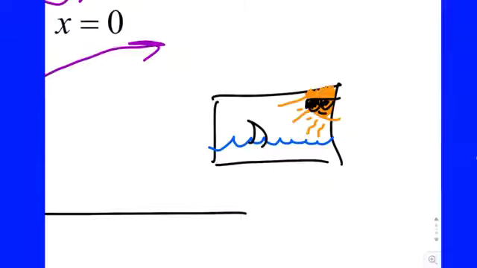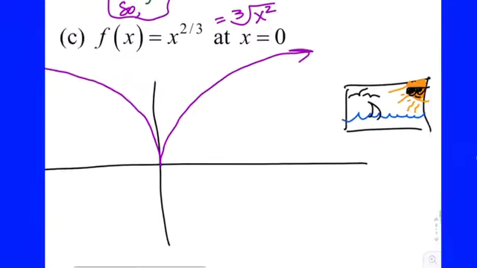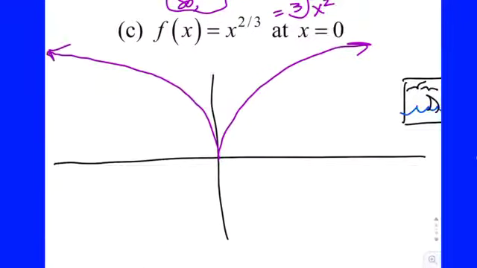And then no graph was complete for the seascape without a couple of these birds, right? So I call this your bird graph. That's what it looks like. It looks like those seabirds.